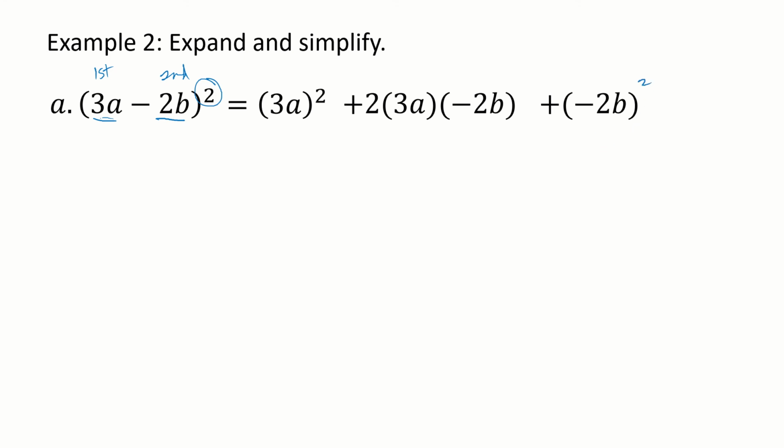So, the square of 3a is 3a times 3a. So 9a squared. 2 times 3 is 6. 6 times negative 2 is negative 12. And don't forget, a times b. It's just ab.